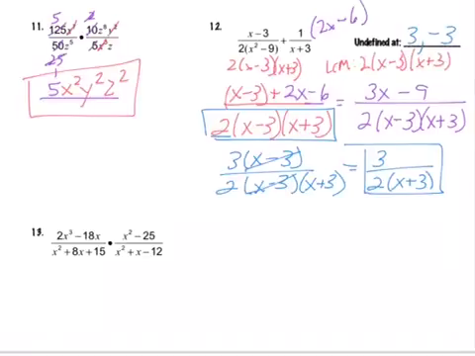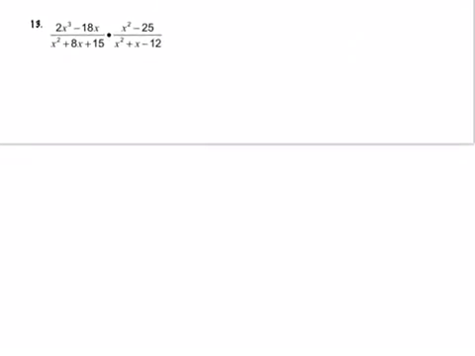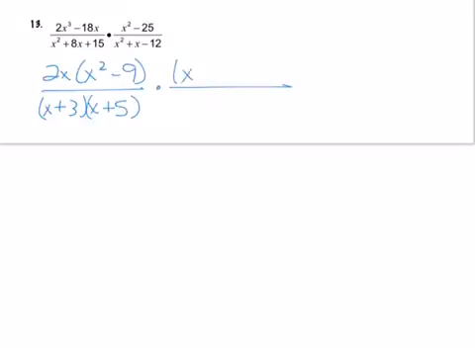Okay, our last one. We're looking at this, and it looks like a long intimidating one, but we just have to factor. So when I factor this, I take a 2x out, and I get x squared minus 9 on top, and on the bottom, I get x plus 3 and x plus 5, times x minus 5 and x plus 5 on top, difference of two squares, and on the bottom, x plus 4 and x minus 3.